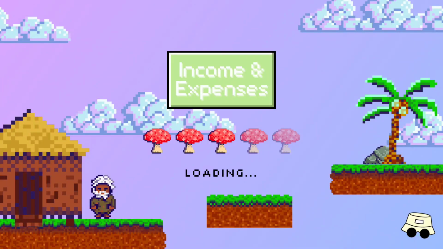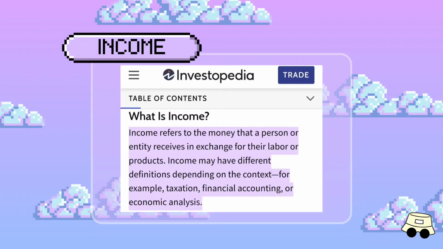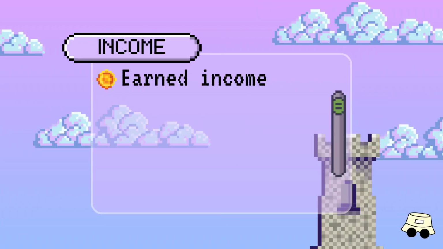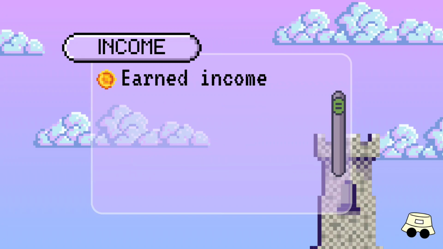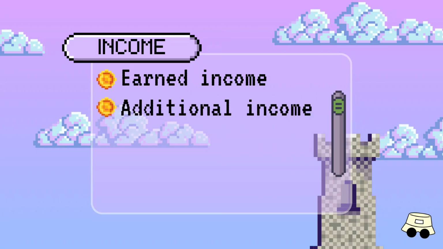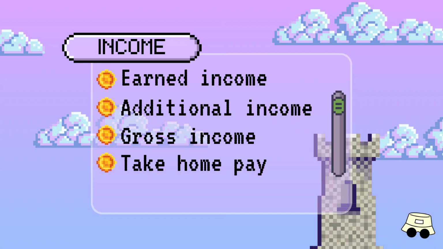Income can come in many forms, but by definition, income refers to the money that a person receives in exchange for their labor or product. Income can come in many terms as well, such as earned income, additional income, gross income, and take-home pay. Earned income means the income you have earned from working. Additional income can come from your side hustles besides your main job, or from your dividends or investment returns. Gross income is the total income you have before any reductions, such as the 20% contribution to CPF, and the remaining 80% is what is known as your take-home pay or your net income.